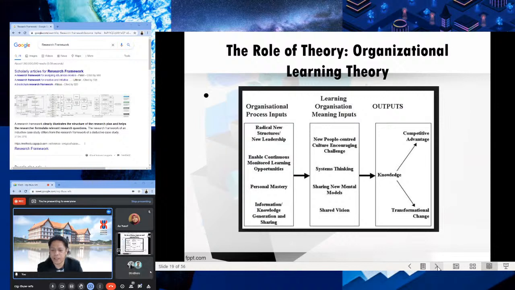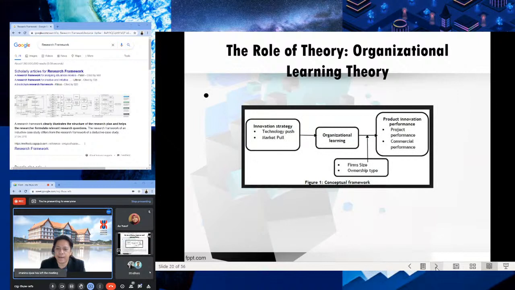Okay, this is a diagram that shows what we have discussed, about the organization process input and learning organization output, and the impact, the knowledge, and how these organizational learning theories flow.